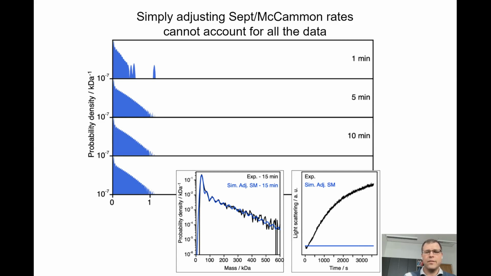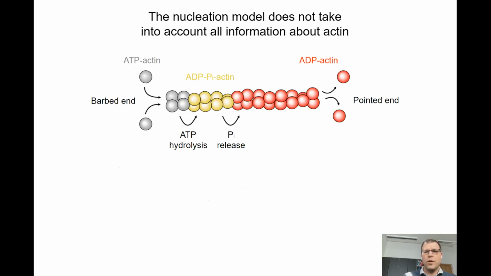So I stepped back and thought again about what these nucleation models were considering, and I noticed that they weren't really considering all the information that is out there about actin. So first of all, actin is a polar polymer, which means that one end is different from the other end, and the different ends have different association and dissociation rate constants. This is something that these models haven't considered so far.